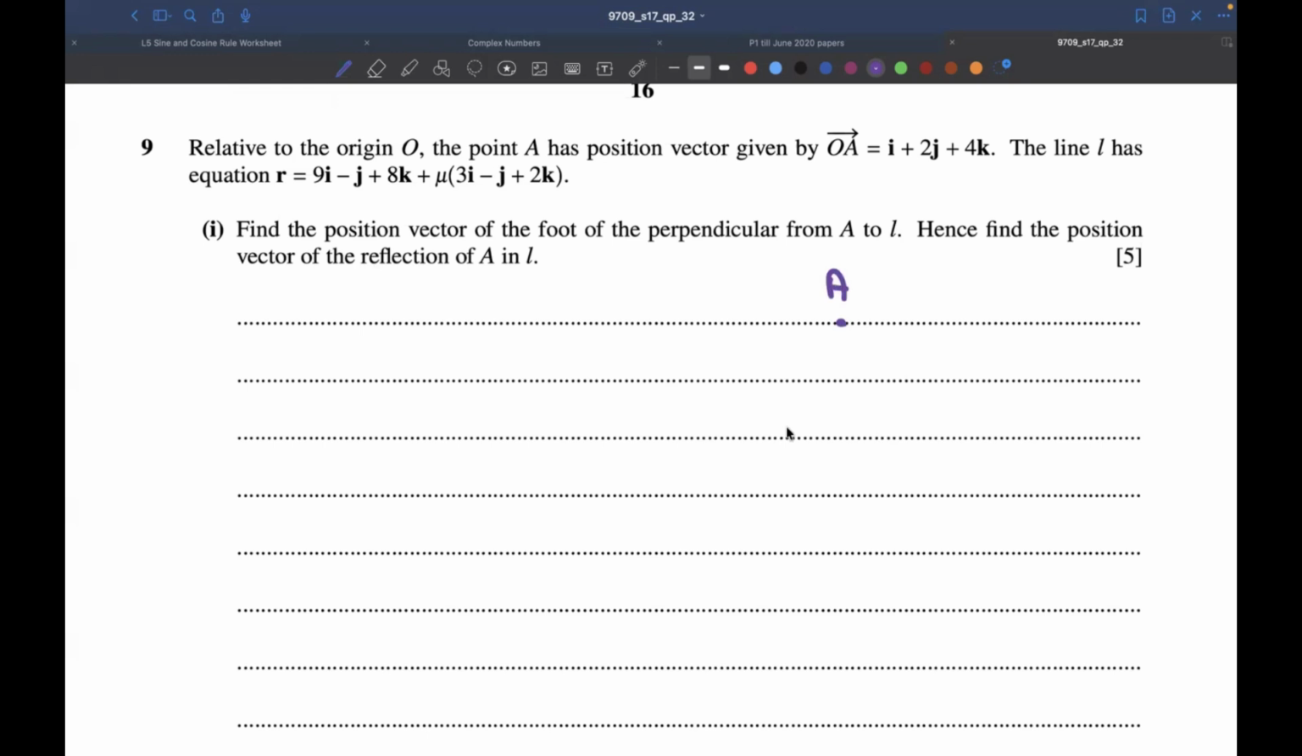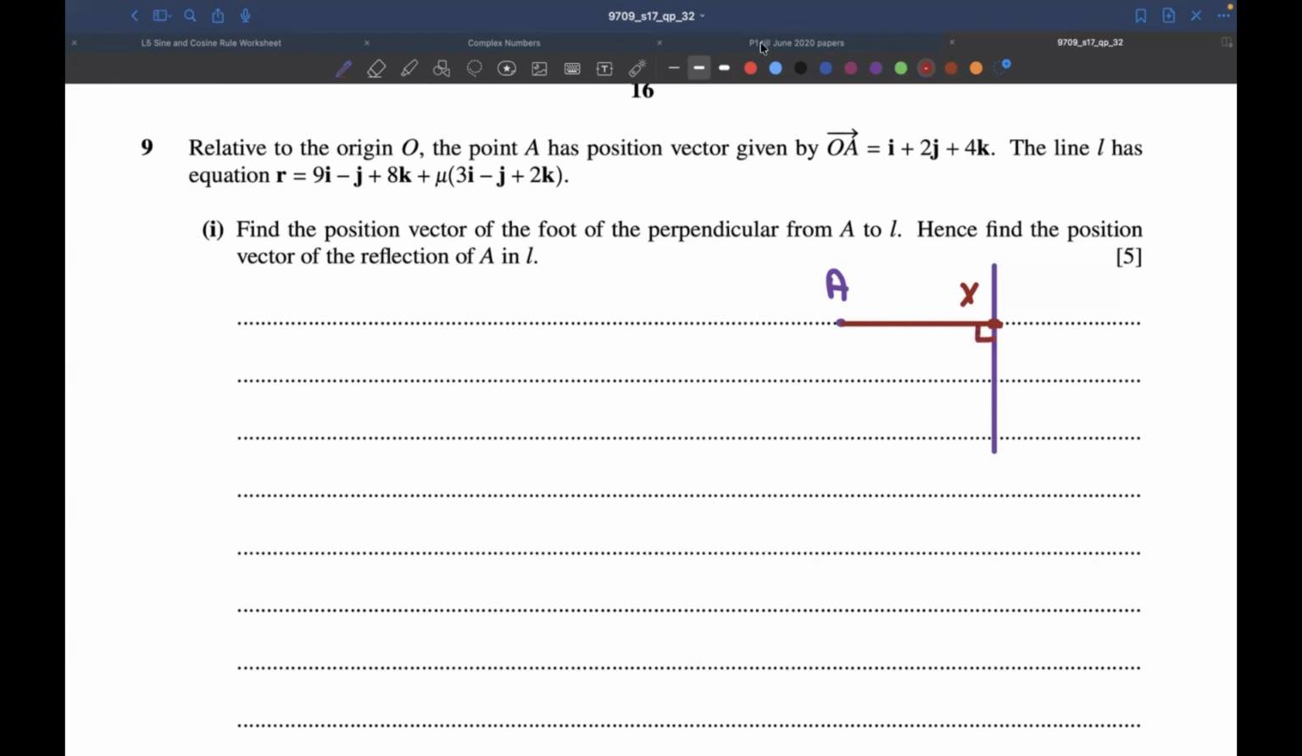So let's say this is A, and let's say this is line L over here. So this will be the foot of the perpendicular over here. We can say this point is X, and we have to find this coordinate. Now, this will be perpendicular.